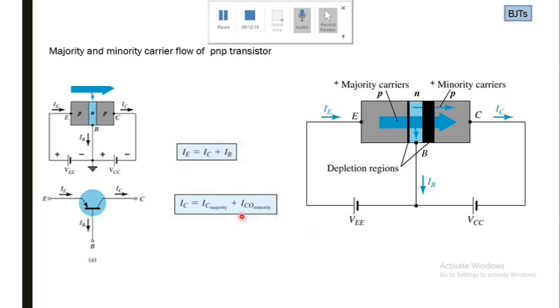Here ICO means the current from base to collector with the emitter terminal open. Even if we make the emitter-to-base junction unbiased, or we open the emitter terminal, ICO minority will be flowing here, and we can measure this at the collector terminal.